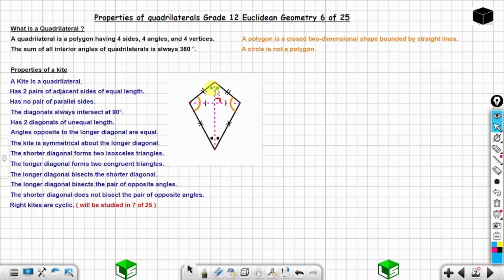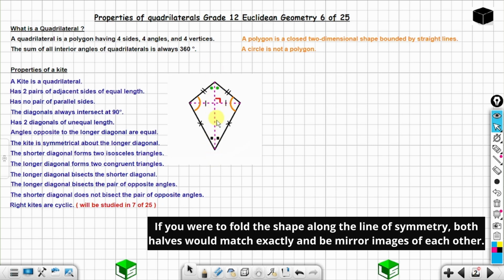This angle and this angle are not equal, because they are opposite to the shorter diagonal. Only this angle and this angle are equal. So angles opposite to the longer diagonal are equal. And the kite is symmetrical about the longer diagonal. So the longer diagonal is the line of symmetry.